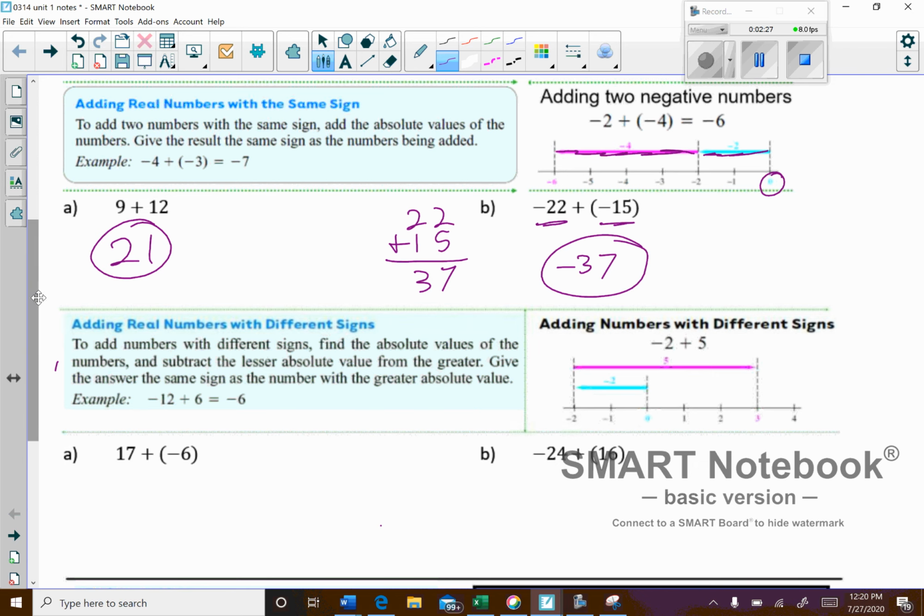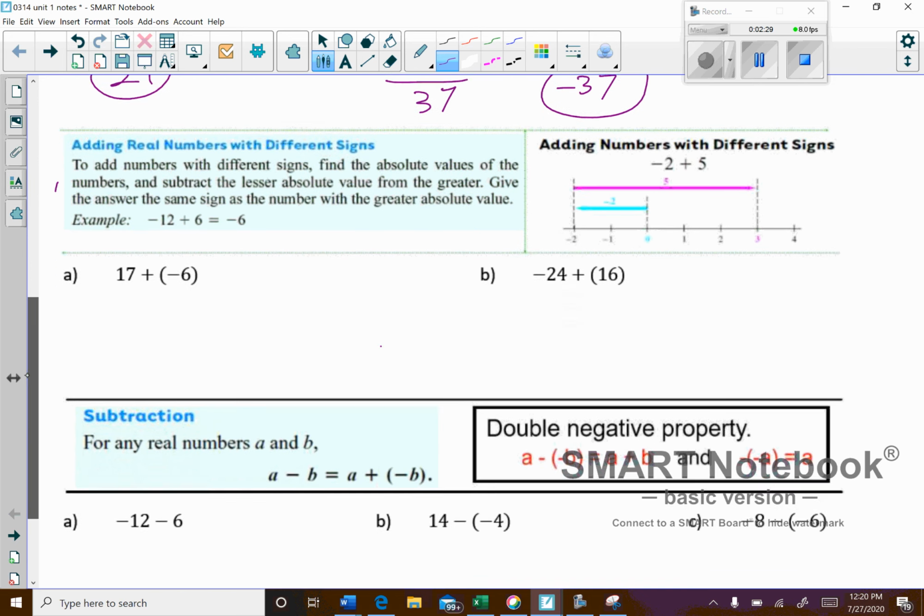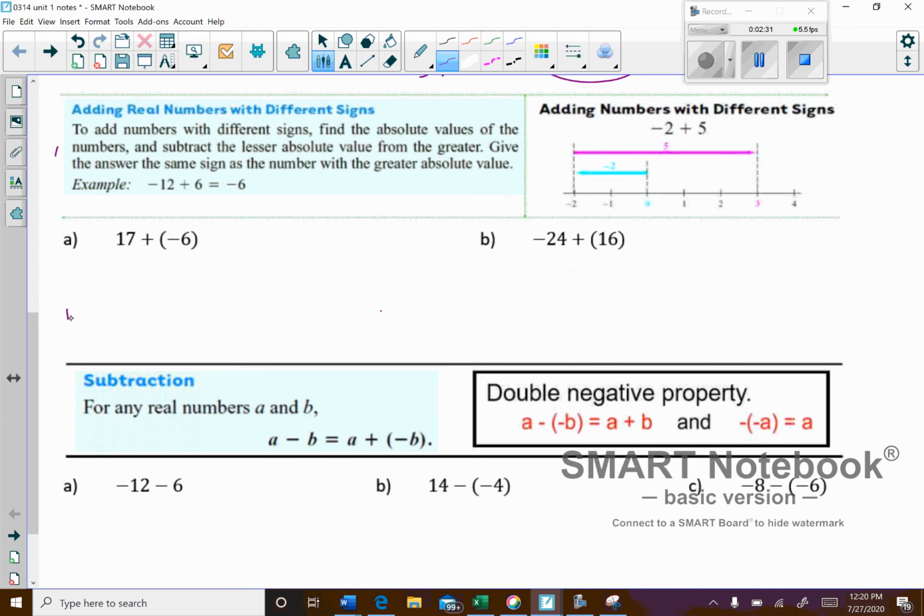Okay. What if they are not the same sign? Well, the way I like to think about this is they're competing against each other. The numbers are competing against each other. And you can read this if you want, I'm basically going to summarize it. What you want to do here is take the absolute value of both numbers.